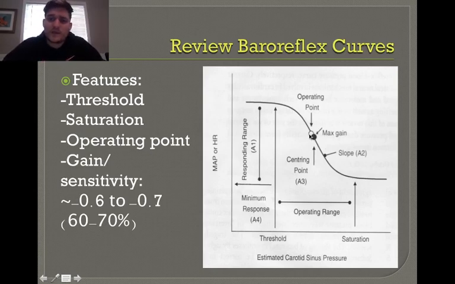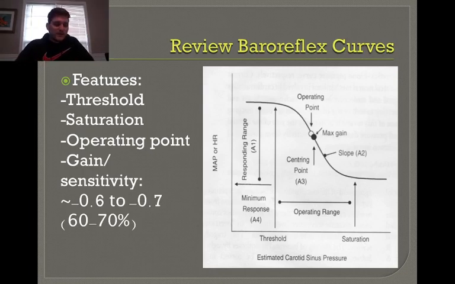And so where we normally hang out and rest, right, our operating point or our set point is located very close to what is called our center point, which is the actual center of this curve, right? And this center point is what we call the max gain. And so just a reminder that this max gain or sensitivity of the baroreflex is typically 0.6 to 0.7, which translates to 60-70%, meaning that if the blood pressure is about 60 to 70% off its normal range, the baroreflex will be able to adjust.